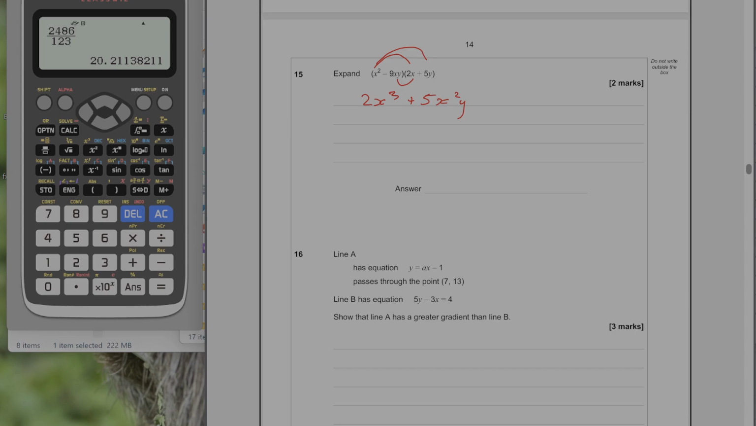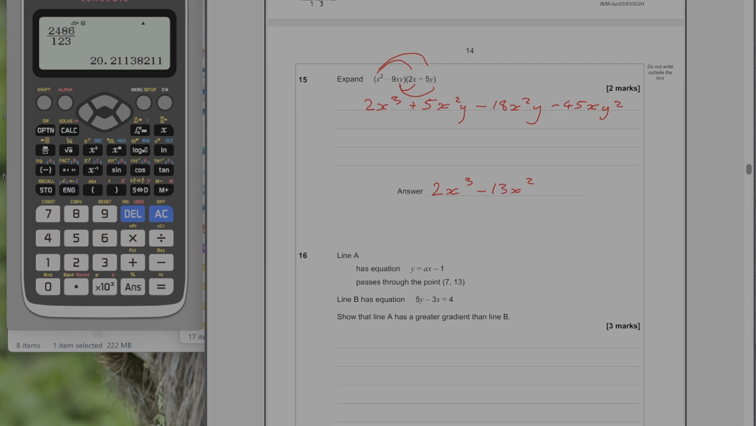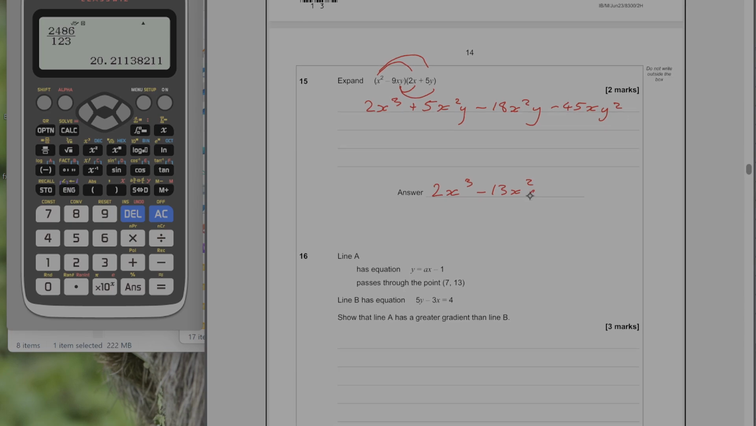Minus 9xy times 2x would give us minus 18x squared y. And then minus 9xy times 5y would give us minus 45y squared. So we're going to have 2x cubed minus 13x squared y minus 45xy squared.